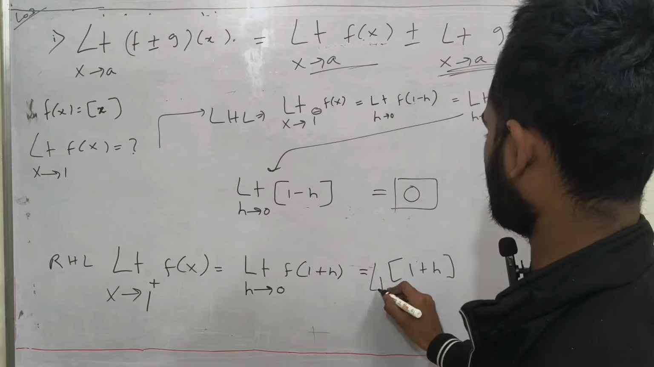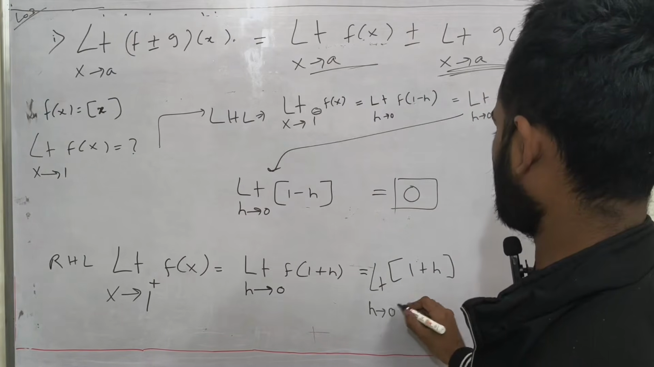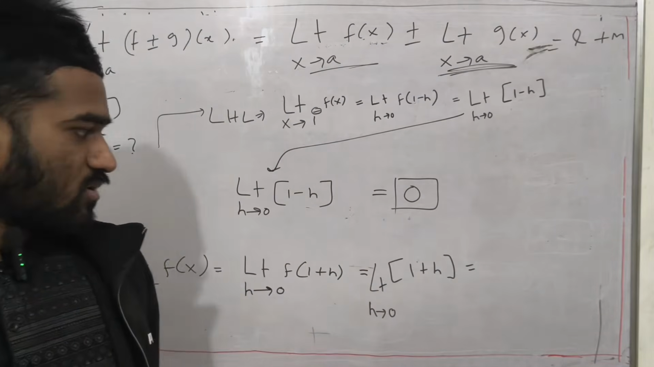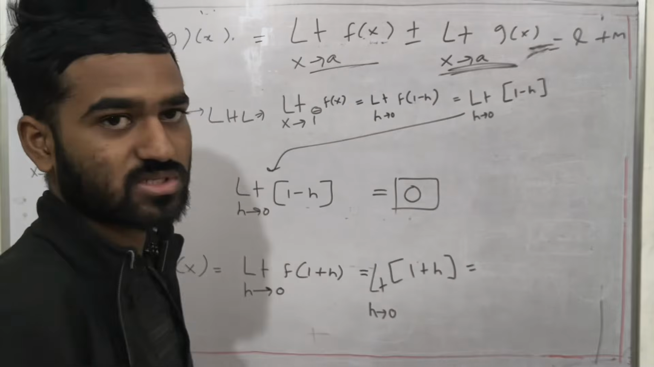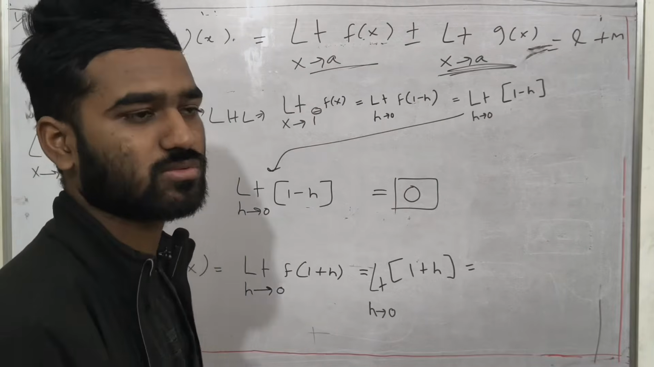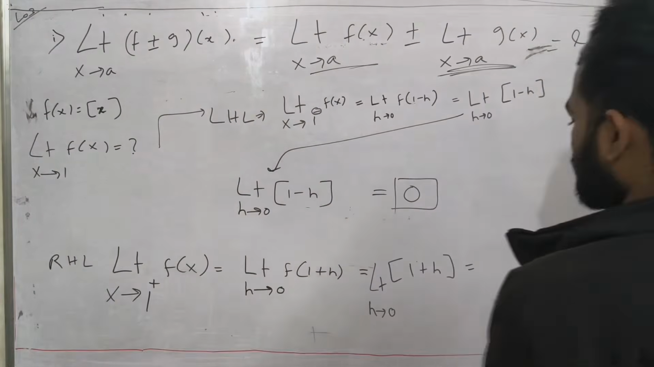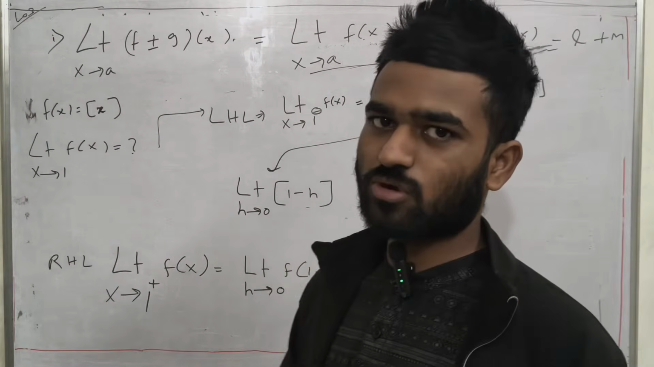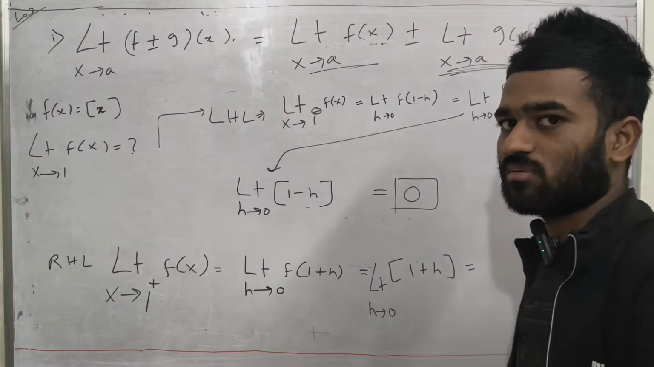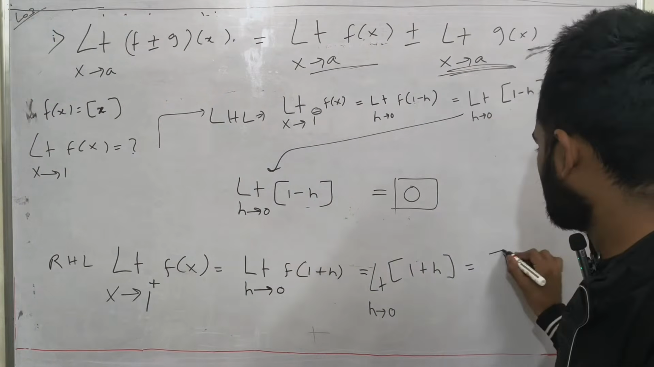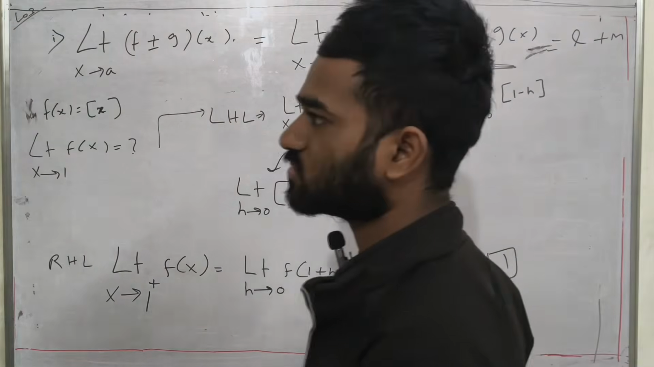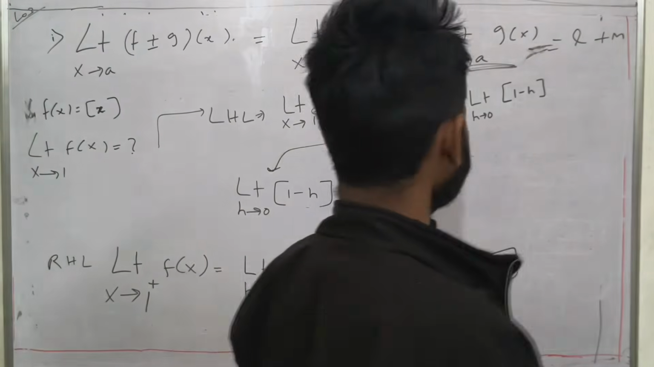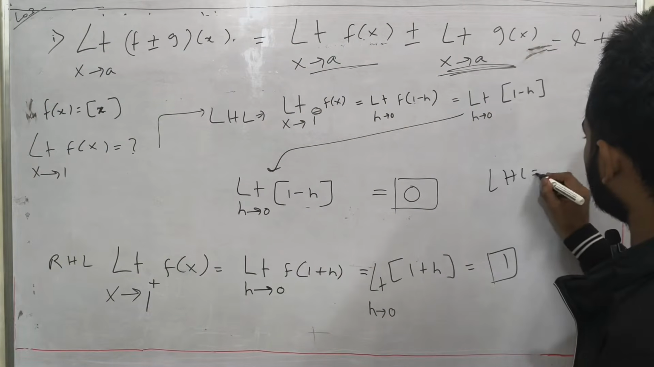Since h is positive and infinitely small, this term step of 1 plus h is greater than 1. Because 1 plus h is between 1 and 2, step of 1 plus h must be equal to 1. It is the integer number which is between 1 and 2. So what we can see from here, left hand limit is not equal to right hand limit.